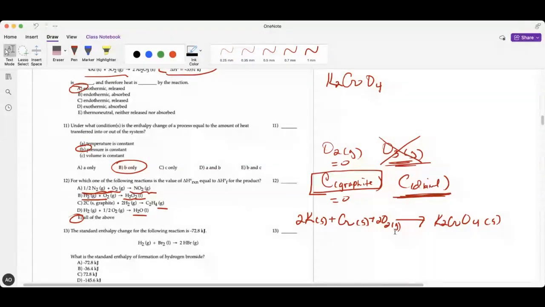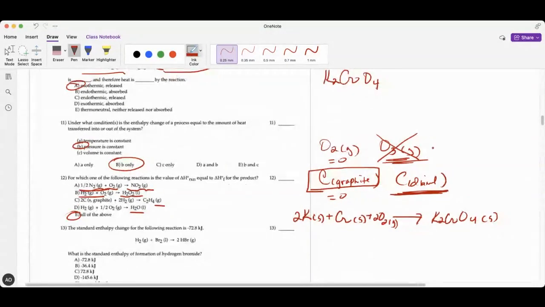Okay, so this is a formation equation. It has 1 mole of product from its elements in their standard form. The elements must be in their standard form.